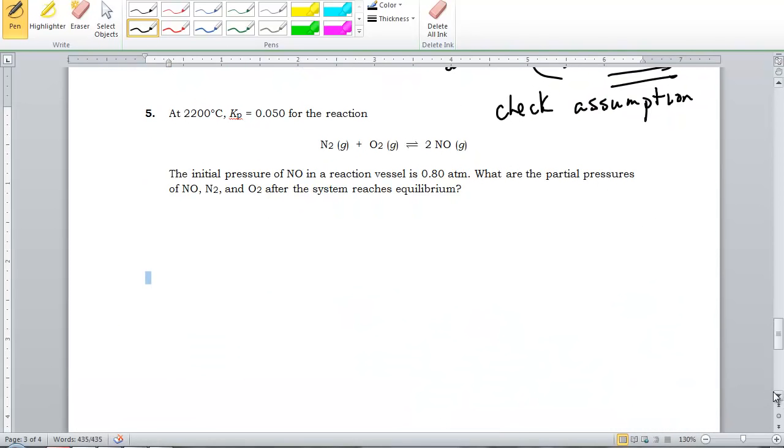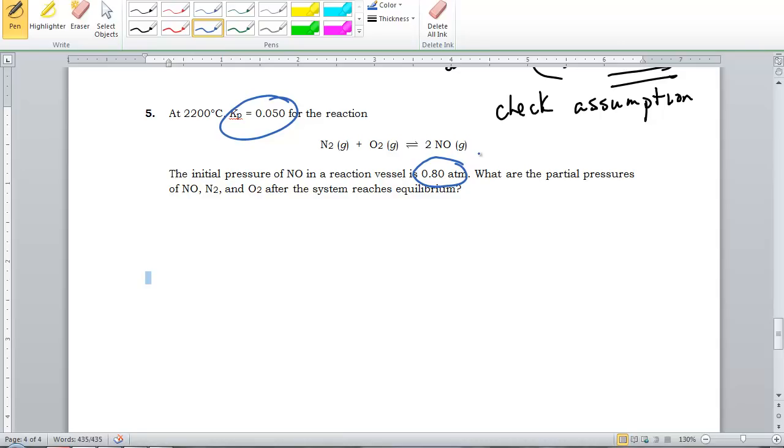All right, last thing for today. Let's set this one up. Now, a couple things to note here. You're given a Kp value. That should not bother you because all that means is you're going to be using pressure in atmospheres. Everything else is the same in terms of how we set this up.